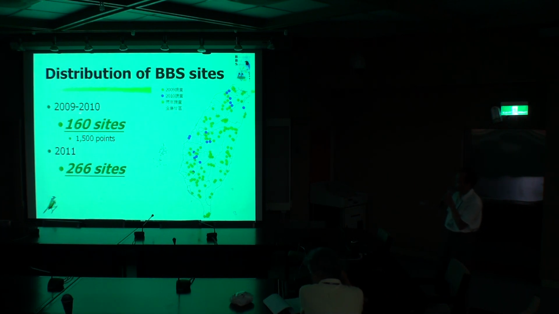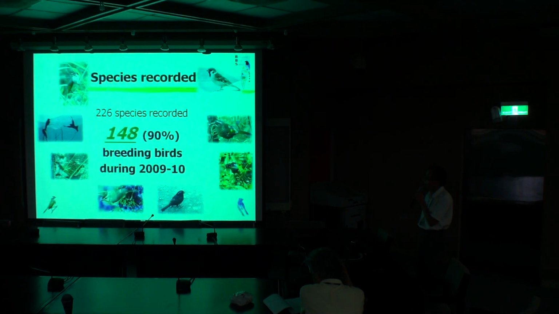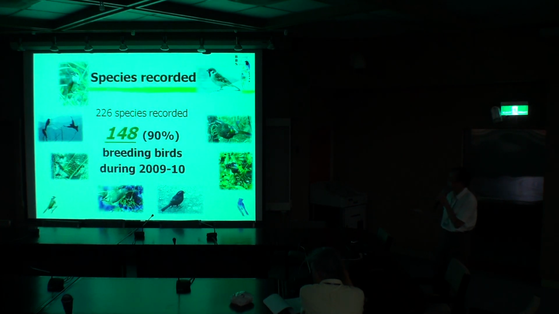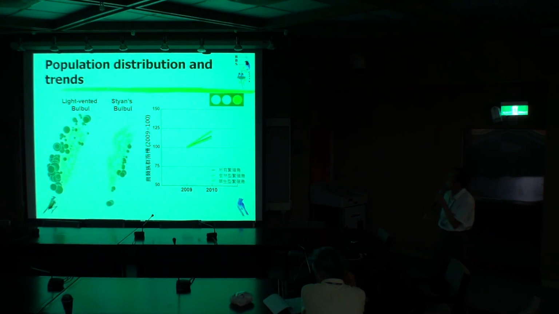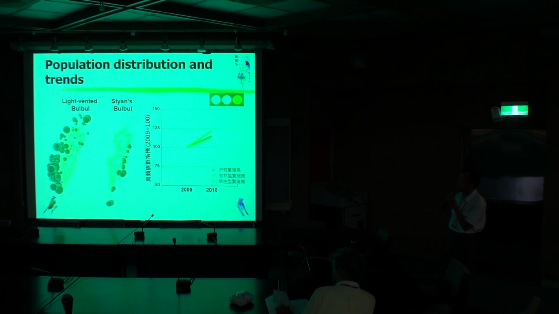In 2009 and 2010, we had 160 sites, and this year the sites have increased to 266 sites. During the previous two years, we recorded 226 species, and among them about 148 are breeding birds in Taiwan. The coverage is about 90%. From the data we have, we can easily understand the distributions of many resident birds, and of course we could start to look at population trends, although it's still at a very early stage.